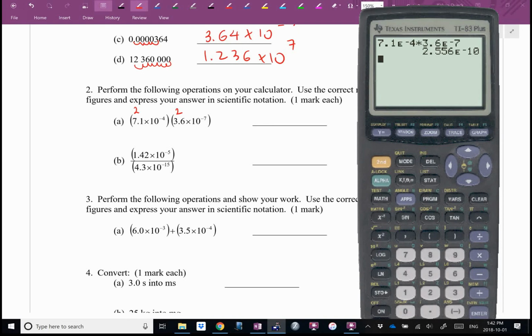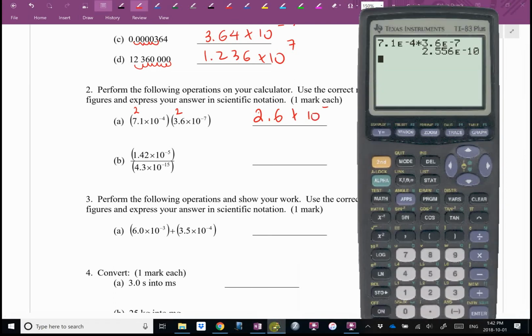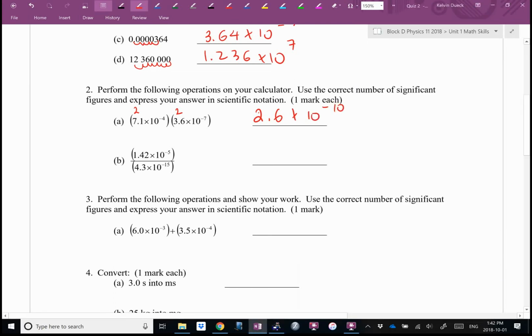Now, 2 Sig Figs. 1, 2. Is that 5 going to stay a 5 or become a 6? 2.6 times 10 to the negative 10. I'm going to be fussy, all or nothing. 3 Sig Figs, 2 Sig Figs. I'm going to go to 2 Sig Figs.